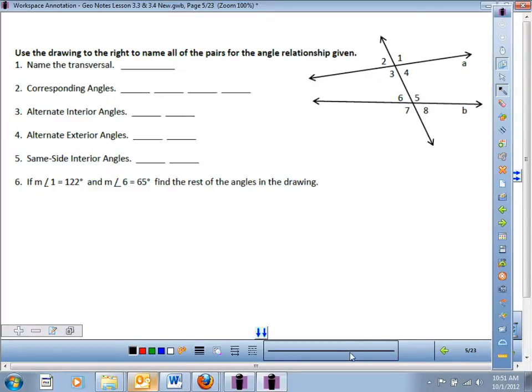All right. So let's go through this. We want to use the drawing to the right to name all pairs of angle relationships given. So we want to name the transversal in this. Now, I forgot this guy should be C.